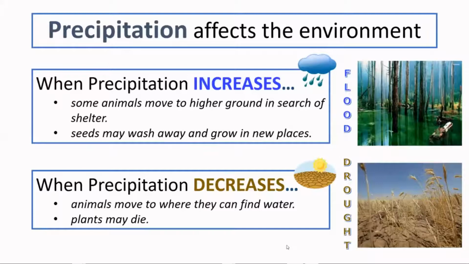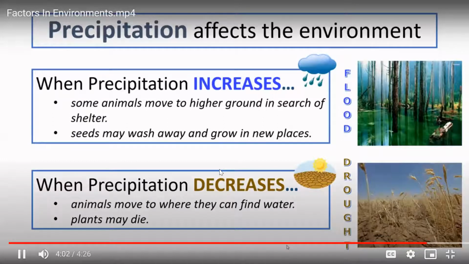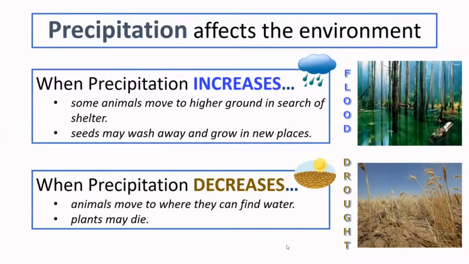Precipitation changes as well. Sometimes precipitation may increase. Increases in precipitation may include more rain, maybe even flooding conditions. Some animals may move to a higher ground in search of shelter, and some seeds may wash away and grow in new places. But when precipitation decreases, we have less precipitation or less rain. In those dry conditions, we may even have a drought. Animals may move to where they can find water, and some plants may die.